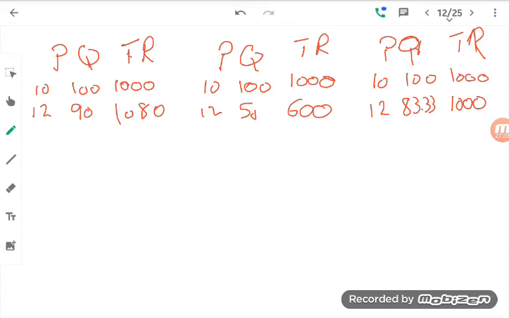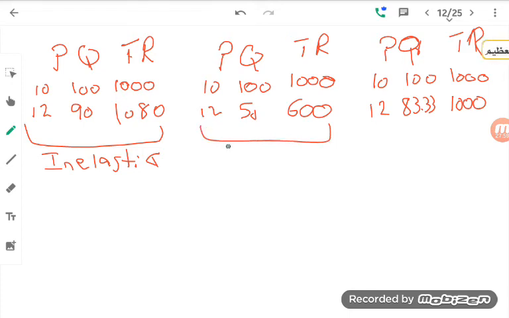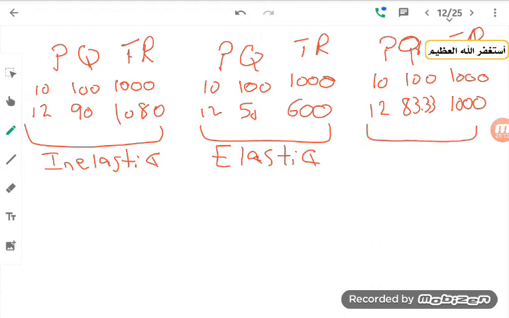Case number 1, the demand is inelastic. The responsiveness is low. The quantity decreased but by a small amount. So this is inelastic demand. In case number 2, the quantity decreased sharply. So it is elastic demand. But in case number 3, the percentage change in quantity was equivalent to the percentage change in price. So it is unit elastic demand.